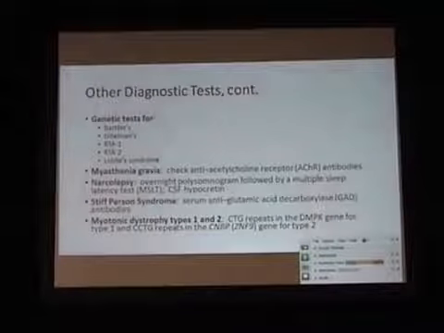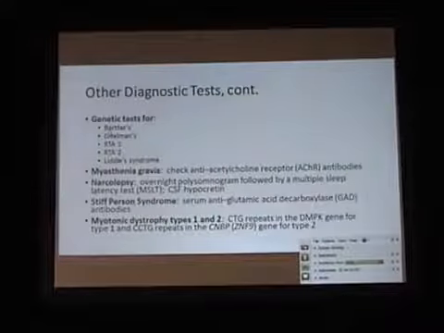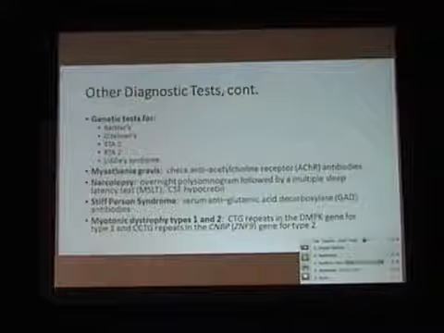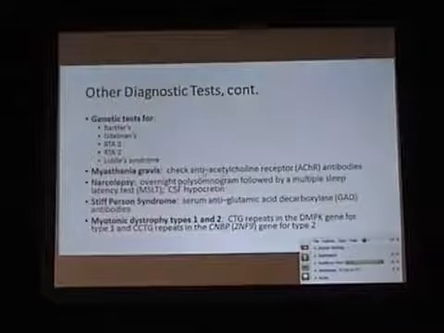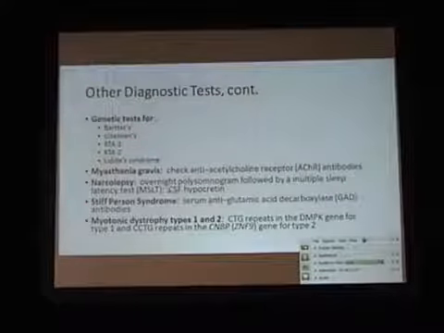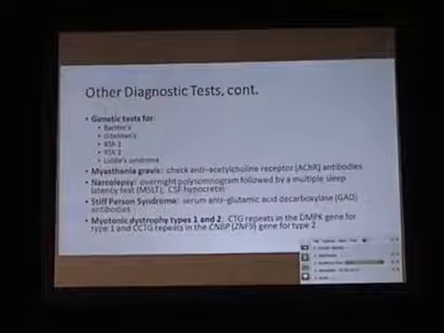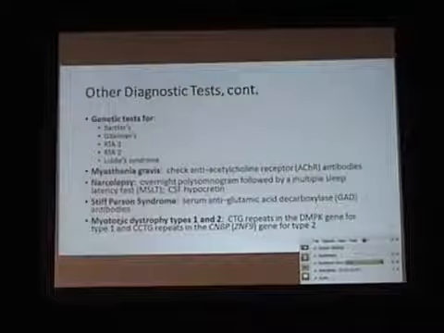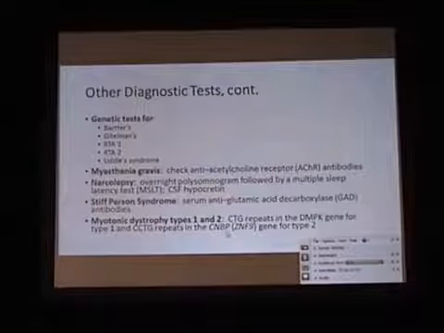And then there are genetic tests. You can genetically test for Bartter's, Gitelman's, some renal tubular acidosis, and Liddle syndrome. Myasthenia gravis is often diagnosed with a blood test. Narcolepsy, you do a sleep study, and you can do a spinal tap looking for some hormone. Stiff person syndrome, there are also antibodies in the blood that you would see. And myotonic dystrophy, there are gene tests that you can do.